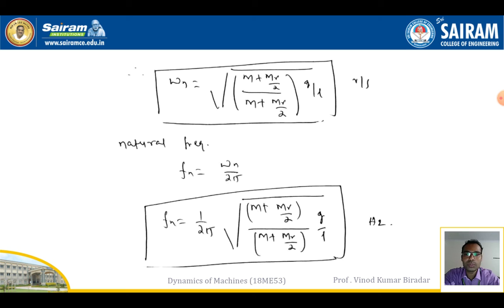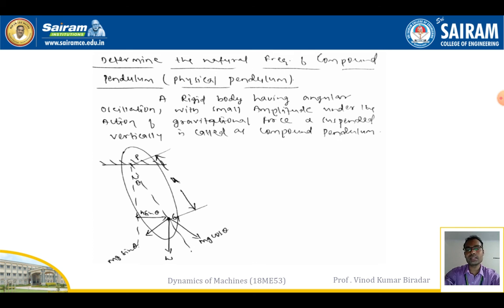So this is the natural angular frequency. But we know that the natural frequency f n is equal to omega n divided by 2 pi, where omega n is the angular frequency and f n is the natural frequency. So f n is equal to 1 by 2 pi square root of m plus m_r by 2 divided by m plus m_r by 3, into g by L. This is the natural frequency when considering the mass of the rod of the simple pendulum. This is also a very important problem, that is the first problem.